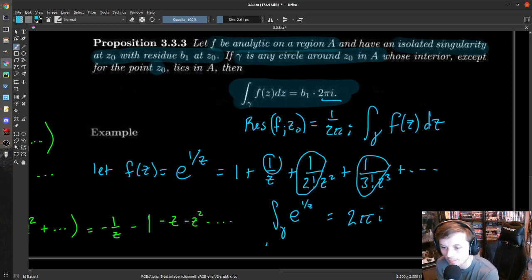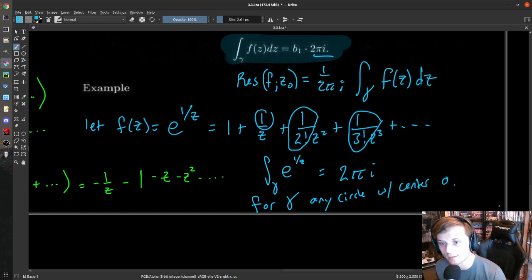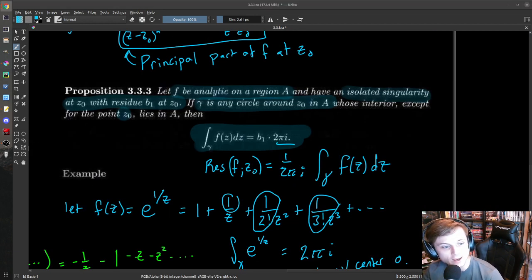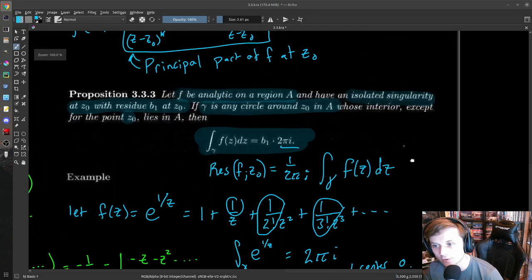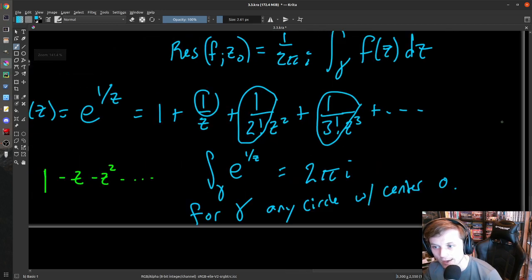It's kind of cool. And this is for gamma any circle with center 0. So we can actually compute some stuff using this nice little theorem. This is a pretty cool and useful piece. Namely, notice we didn't require that we had a pole or anything like that. Indeed, in this case we have an essential singularity, because we have infinitely many terms with z's in the denominator, at least with a non-zero coefficient. So this is an essential singularity.